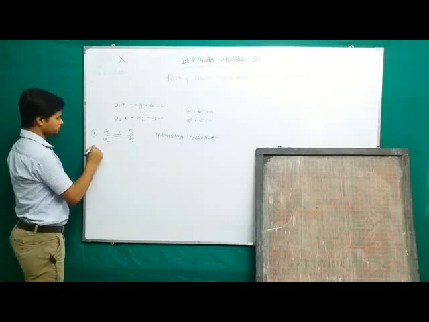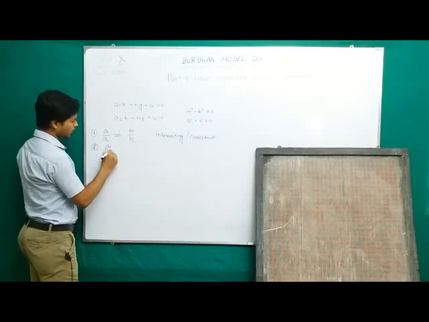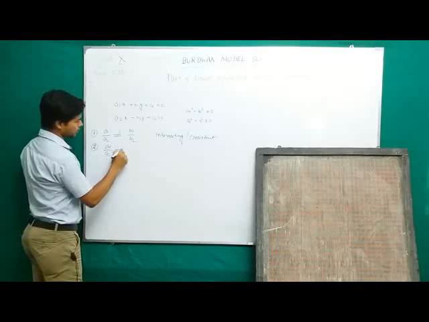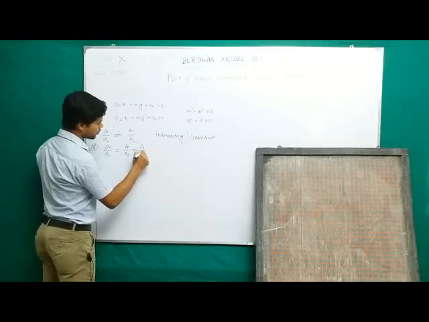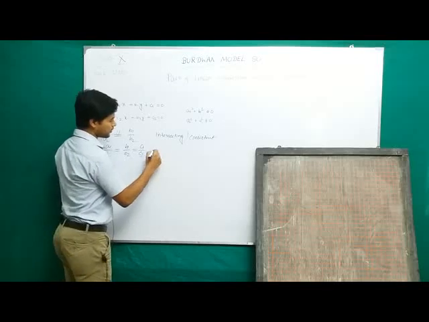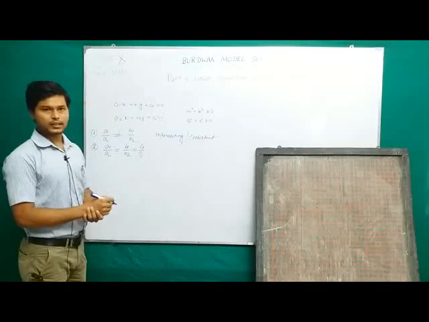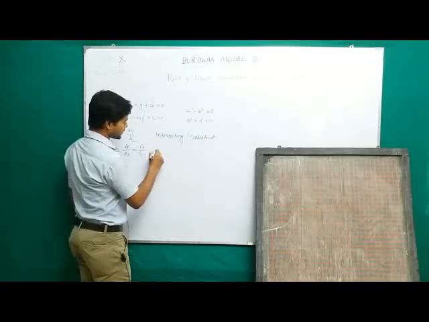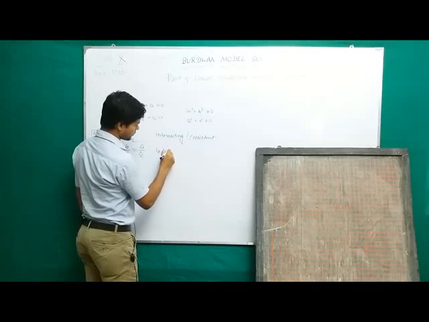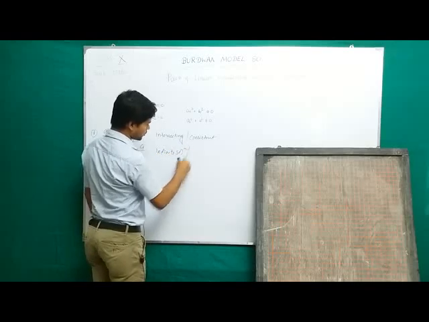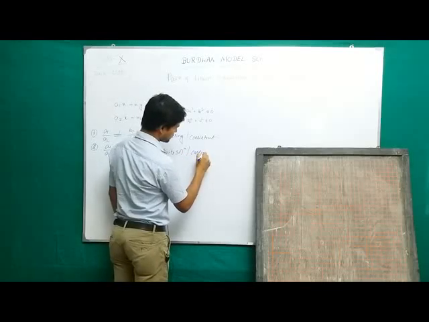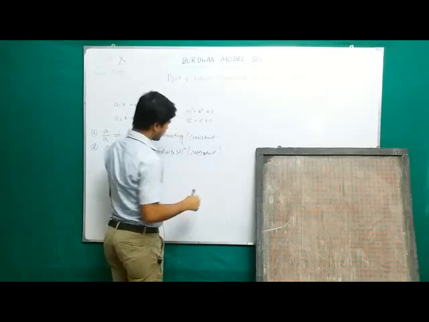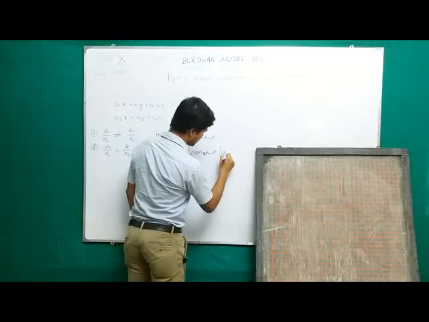Case 2, when a1 by a2 is equal to b1 by b2 is equal to c1 by c2, then the lines have infinite solutions, or we can say consistent, or overlapping.